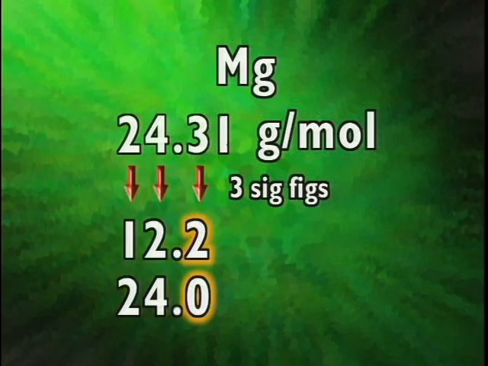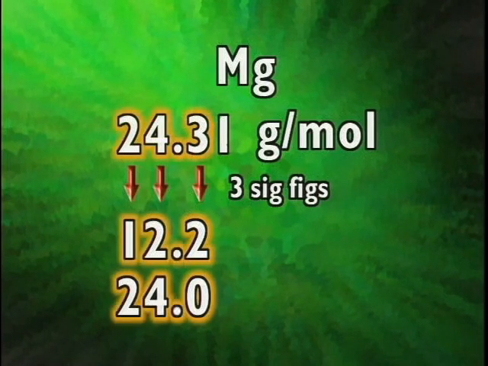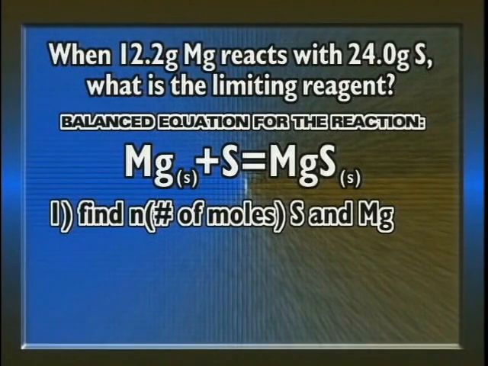Since we're about to do a multiplication problem, we have to follow the rules for sig figs in multiplication. So, we'll set up the terms in our problem so none of them have more numbers to the right of the decimal place than the number in the problem with the fewest numbers to the right of the decimal place. Again, we have to find out how many moles we have of sulfur and magnesium.